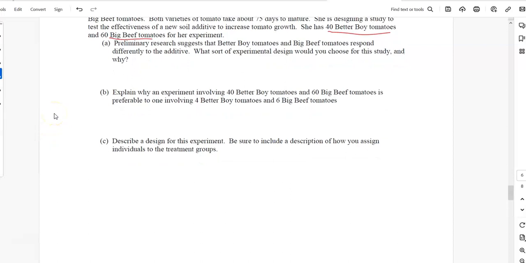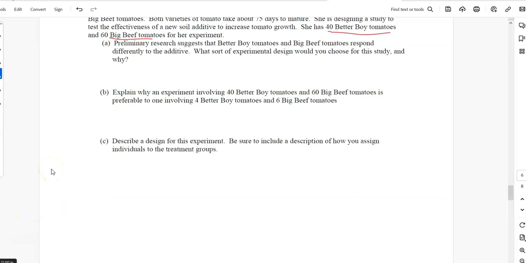Explain why an experiment involving 40 Better Boy tomatoes and 60 Big Beef tomatoes is preferable to one involving 4 and 6. Well, the larger the sample size, the more precise the predictions are. So that's basically it. Describe a design for this experiment. Be sure to include a description of how you assign individuals, treatments, and groups.